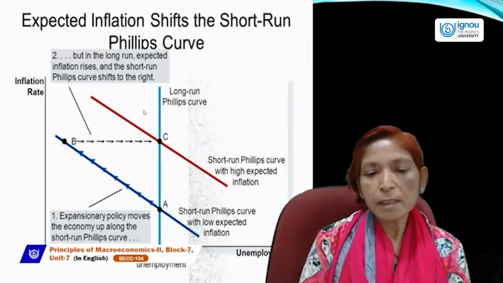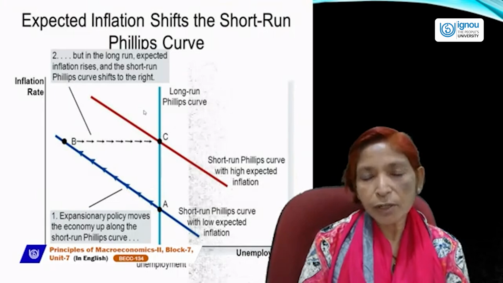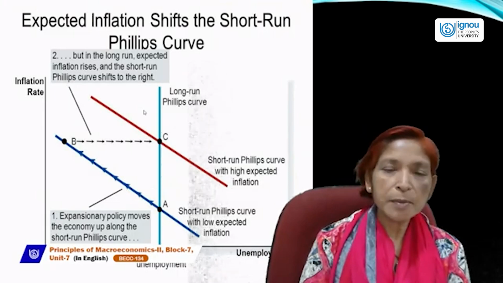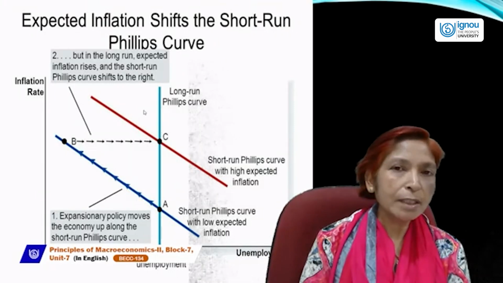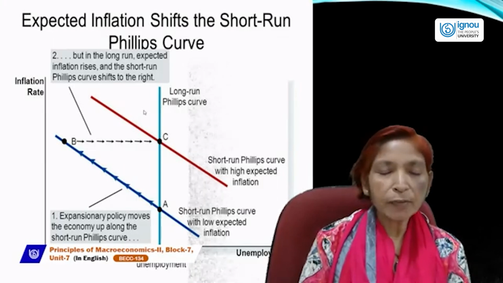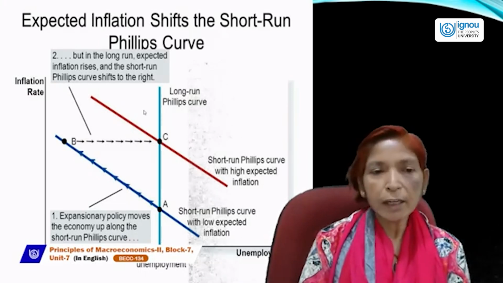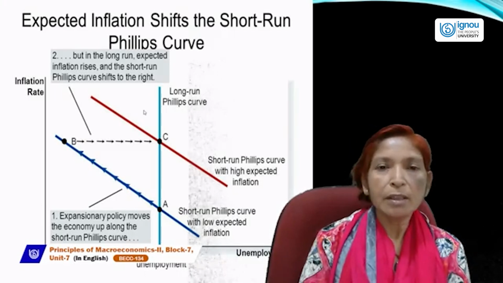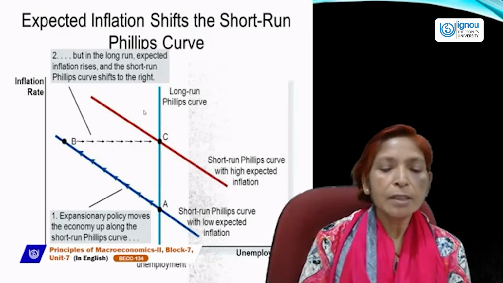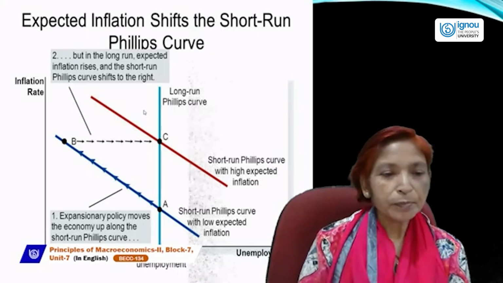The short run Phillips curve will be high at an expected high inflation rate, and the short run Phillips curve will shift leftward at an expected low inflation rate. If the inflation rate or expected inflation rate increases, the short run Phillips curve shifts to the right-hand side, and if the expected inflation rate falls, then the short run Phillips curve shifts to the left-hand side.